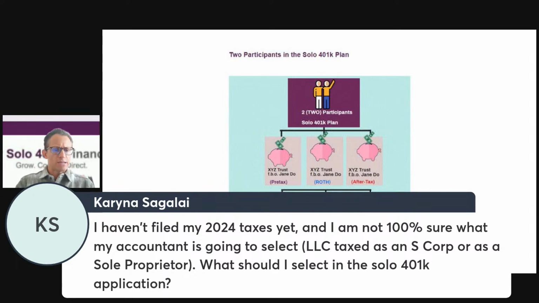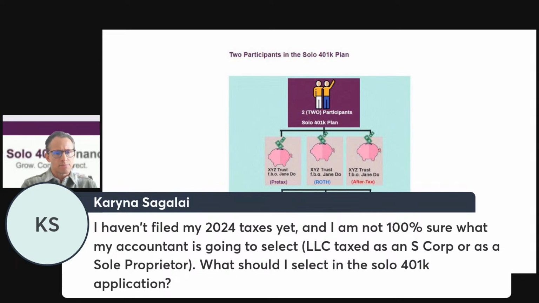So I have not filed my 2024 taxes yet. I am not 100% sure what my accountant is going to select: LLC taxes, S corp, or a sole proprietorship. What should I elect in the solo 401k application?